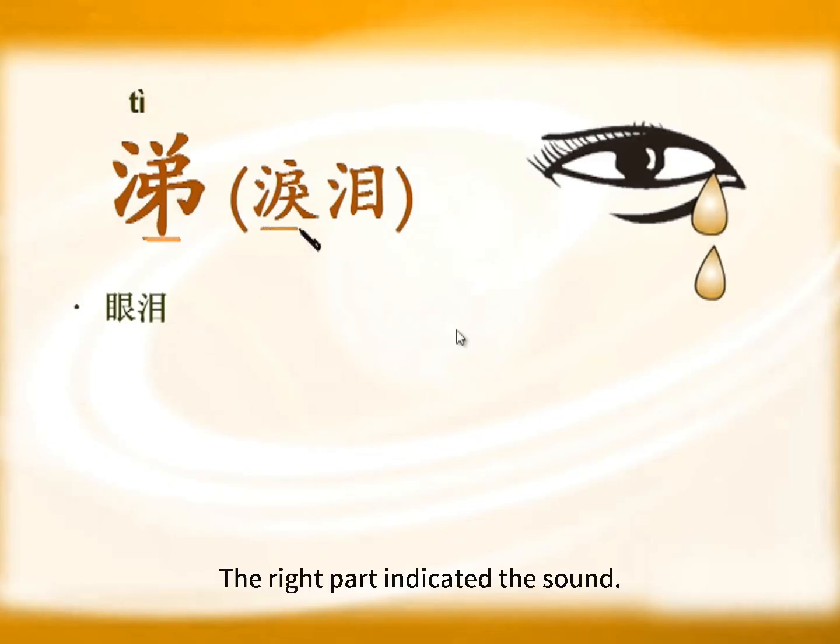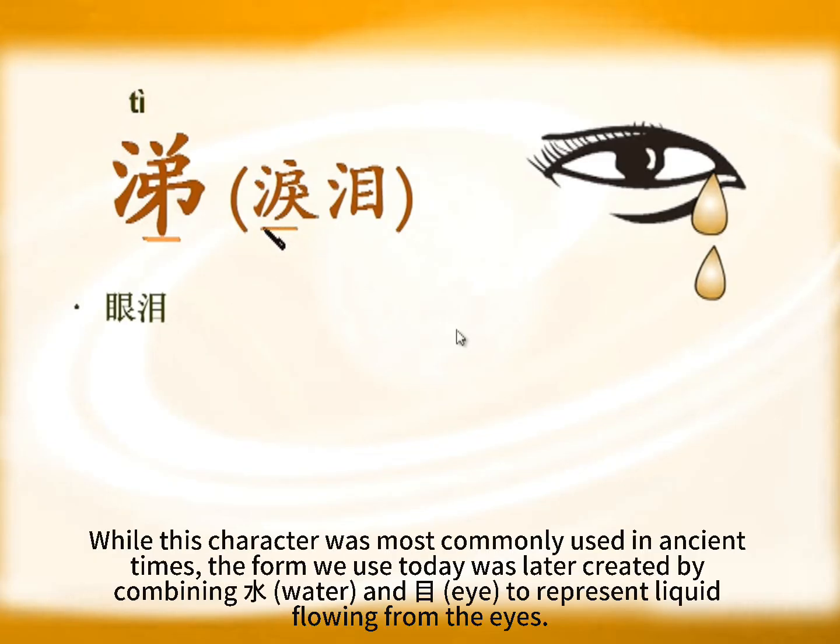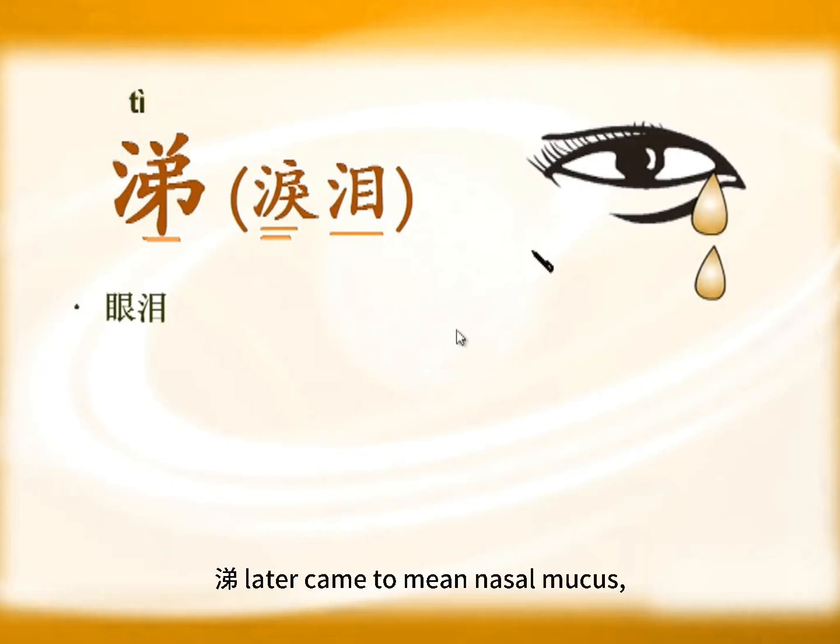The right part indicated the sound. While this character was most commonly used in ancient times, the form we use today was later created by combining shui, water and mu, eye to represent liquid flowing from the eyes. 涕 later came to mean nasal mucus. Liquid from the nose.